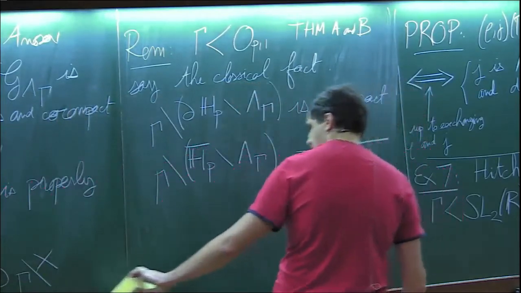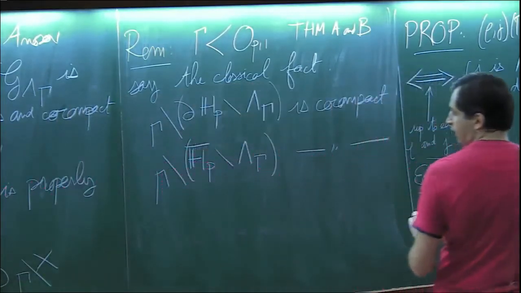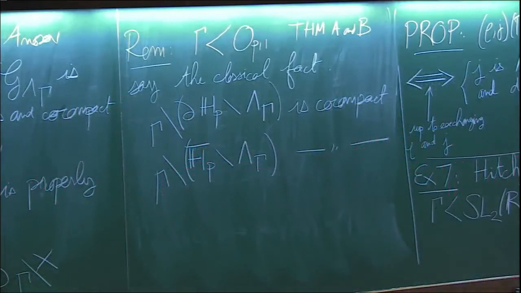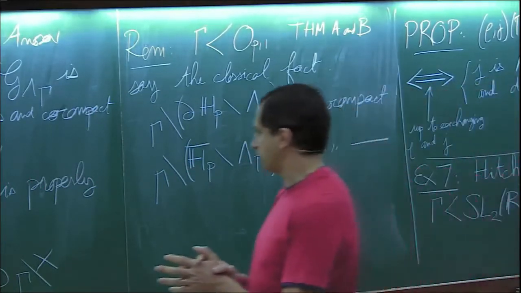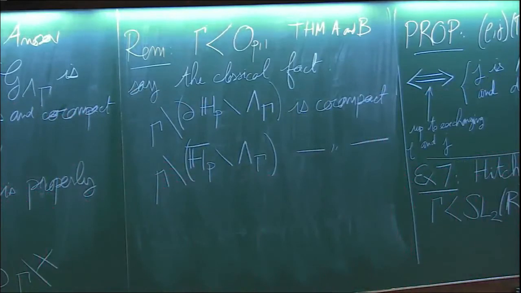So now I would like to take some time to explain this result. I see this result as two different statements about this action: the statement that the action is properly discontinuous, and the statement that the action is co-compact, and I have separate proofs for these two statements.